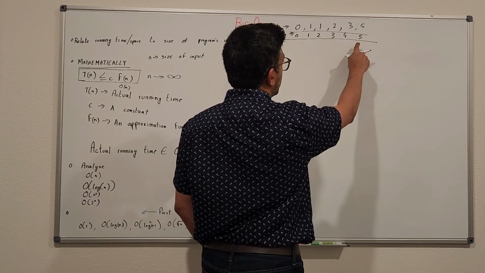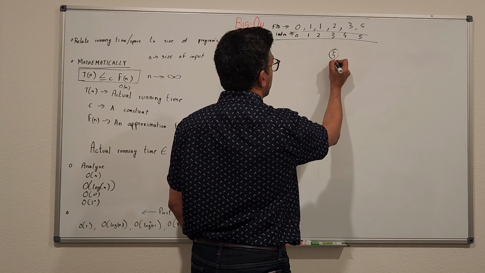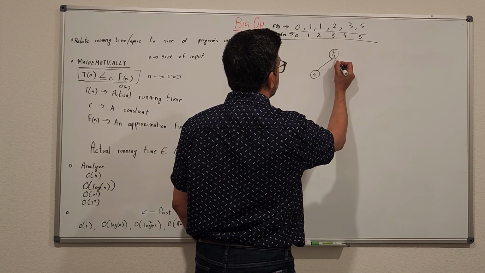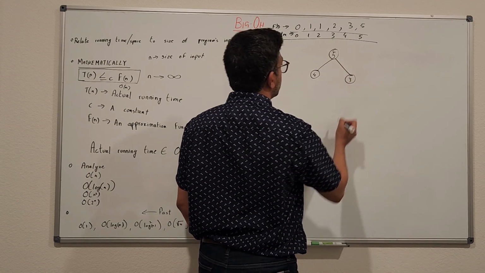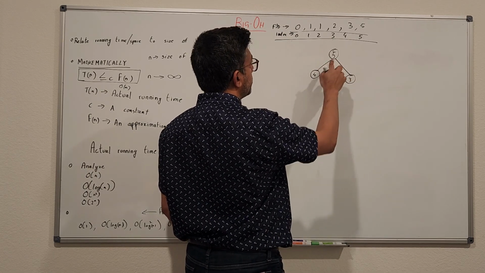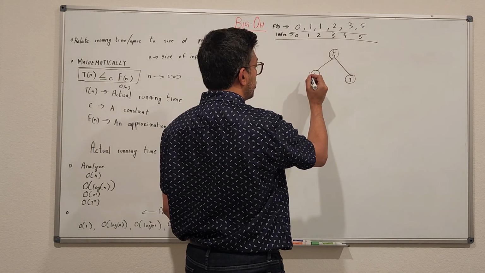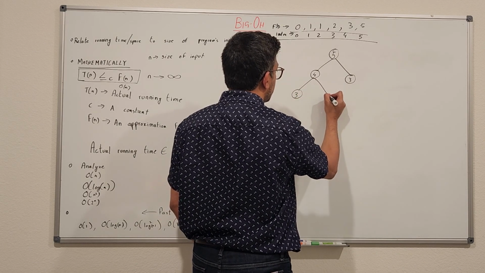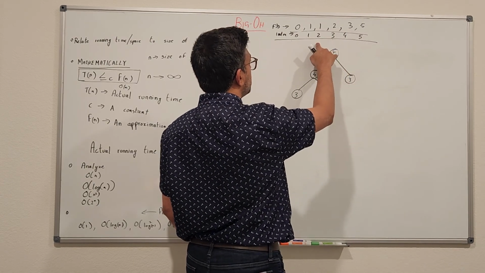So if I have to calculate Fibonacci of 5, I will have to calculate Fibonacci of 4 and Fibonacci of 3, right? Because Fibonacci of 5 is Fibonacci of 4 plus Fibonacci of 3. Now to calculate Fibonacci of 4, I'll have to calculate Fibonacci of 3 and Fibonacci of 2, because Fibonacci of 4 is Fibonacci of 3 plus Fibonacci of 2.